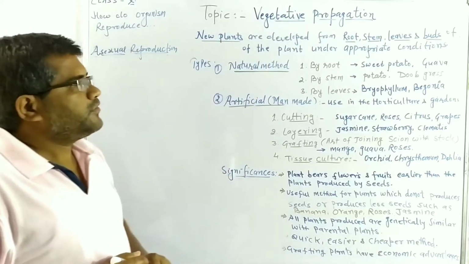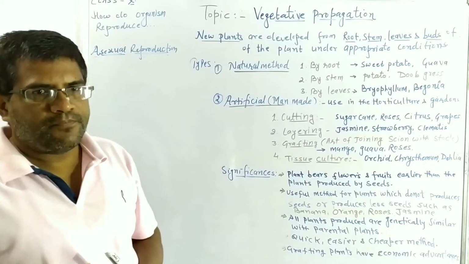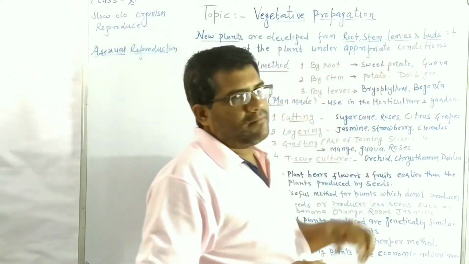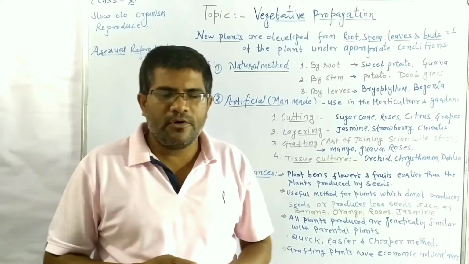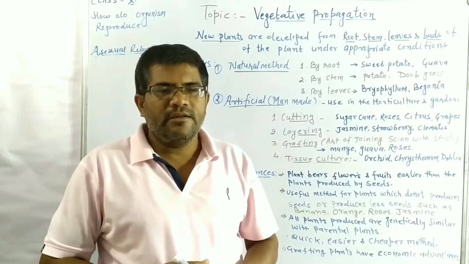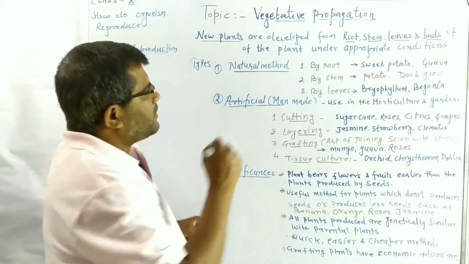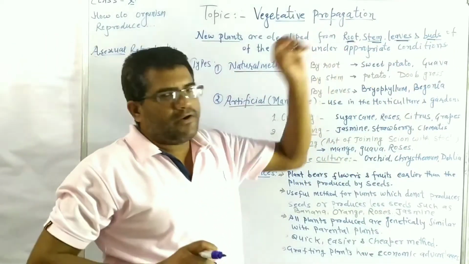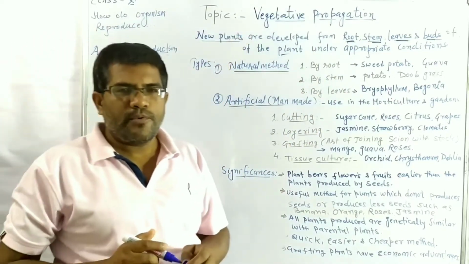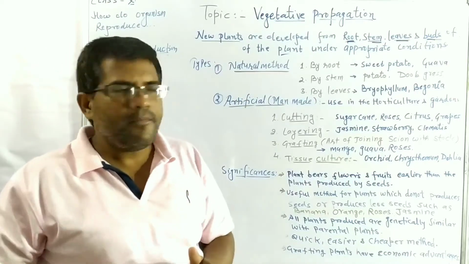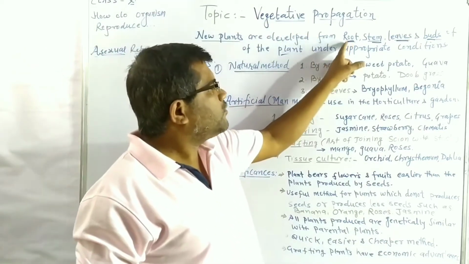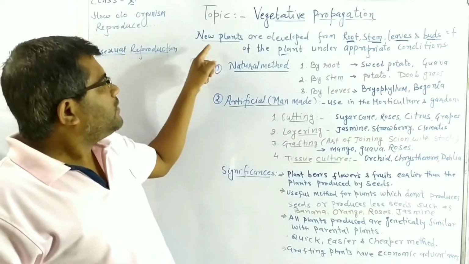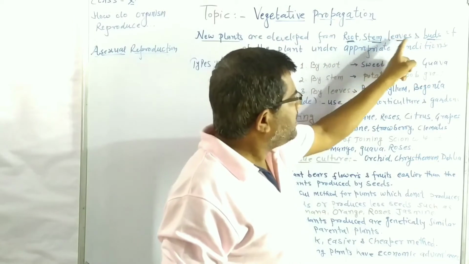What is vegetative propagation? Generally, some plants produce new plants by the root, stem, leaf and bud. Generally, during fertilization, a seed is formed and the new plants develop from the seed. But when new plants develop from the root, stem, leaf and bud of the plant under appropriate conditions, this process is called vegetative propagation. It means the new plants are developed by the vegetative parts. Vegetative parts of plants are root, stem, leaf and bud.